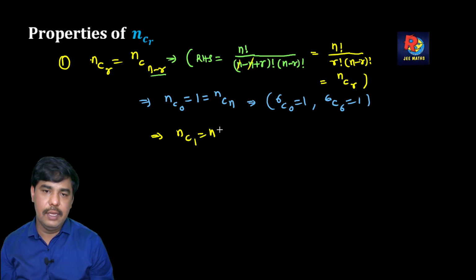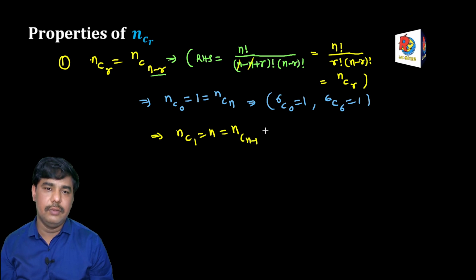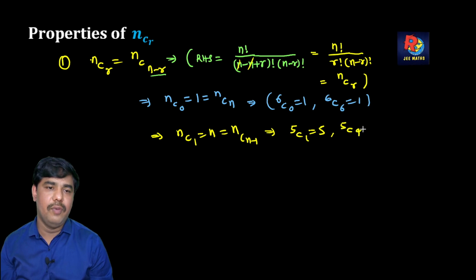NC1 value is n, and that equals NC n minus 1. Simply you need to observe this. If it is 5C1, that will be 5. And here 5C4 is nothing but 5C 5 minus 1. Don't be confused about that one. That value is also 5.